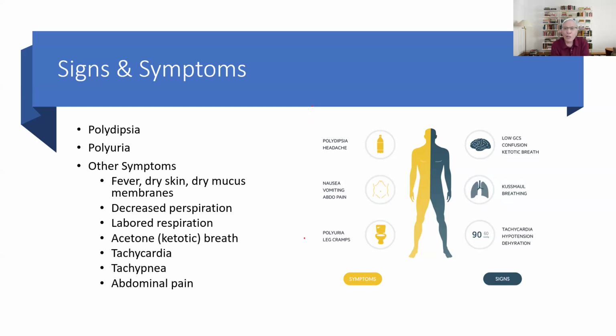Ketotic breath. Now, because of the stress, there will be tachycardia as well as tachypnea, and also because of the dehydration, the patient will also complain of abdominal pain. Okay, so those are the signs and symptoms of diabetic ketoacidosis.